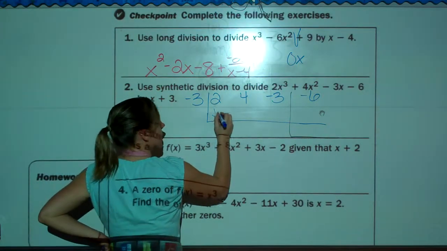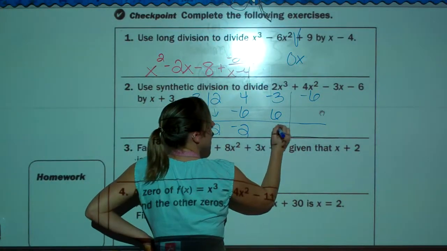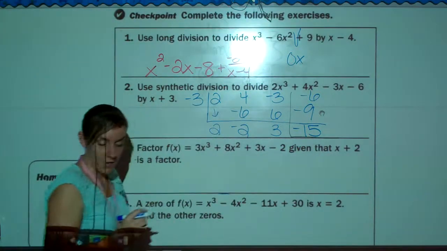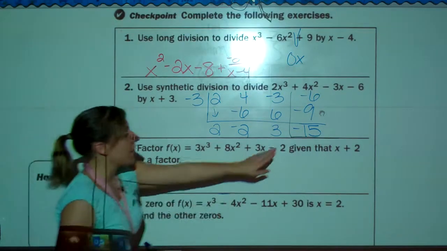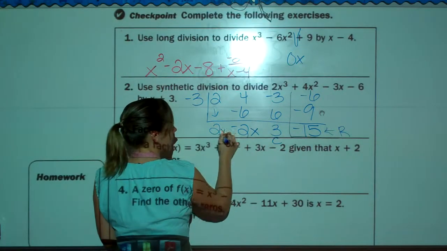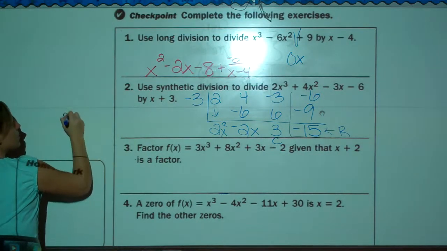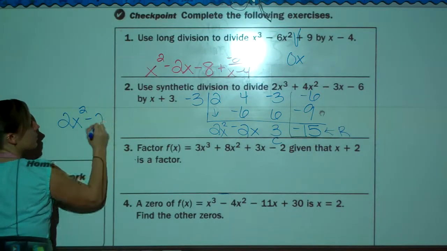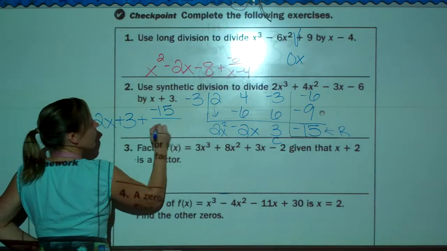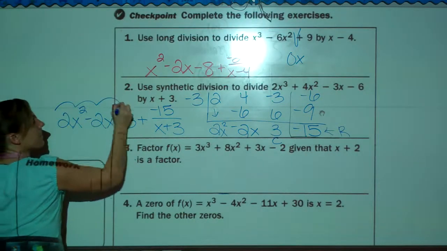Okay, so bring it down and multiply. Add and multiply. Add and multiply. So our remainder is negative 15. Okay, so then that's the remainder. That's the constant. That's the x. And that's the x squared. So the way we would write that answer, I'll put it over here just because I have some room: 2x squared minus 2x plus 3 plus negative 15 over x plus 3. You always put it over what you divided by. So that's this final answer.